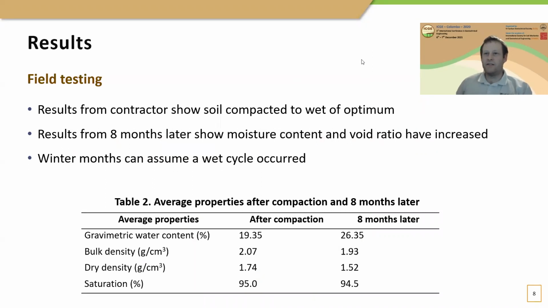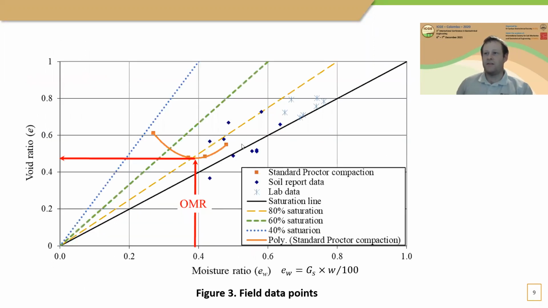From field tests, the results from the contractor show soil was compacted to wet of optimum. That's in this graph, and I'll go through it here. Here's the Proctor standard compaction curve. These points here are from the contractor's compaction results. It varies from about 0.4 all the way up to 0.7 in void ratio.